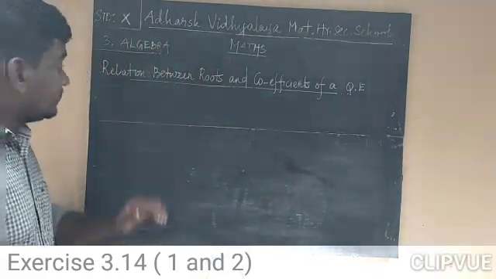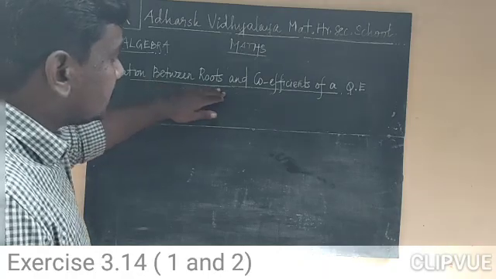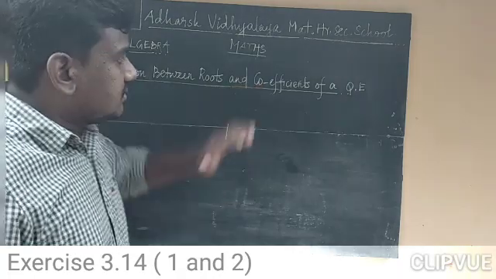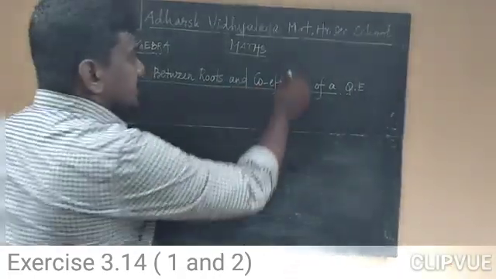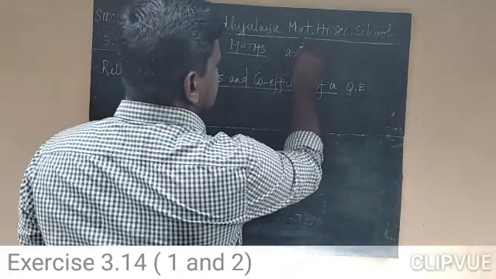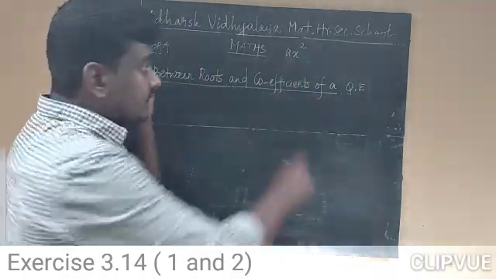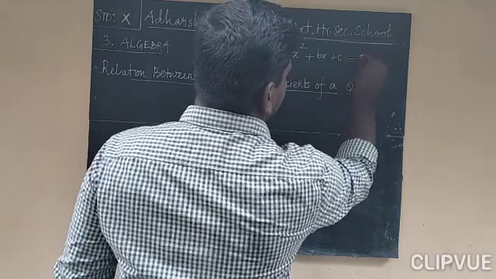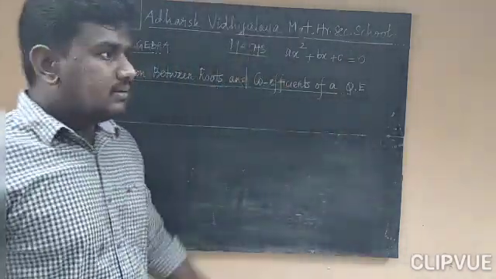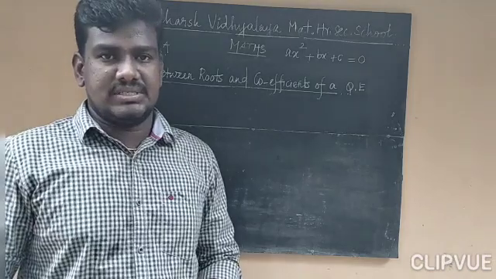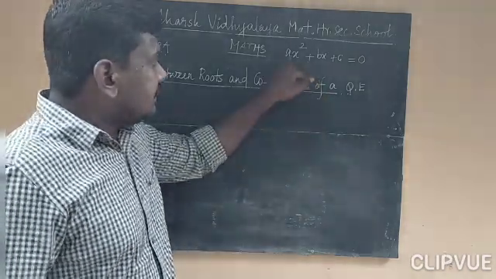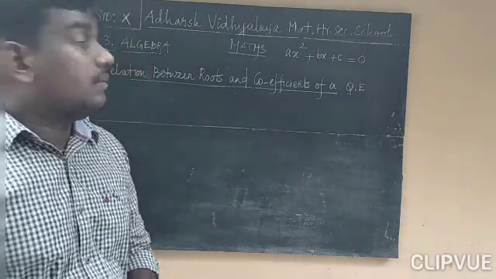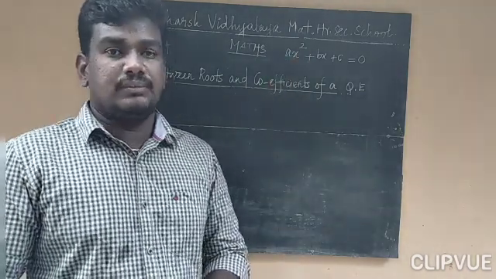The name of the topic is relation between roots and coefficients of the quadratic equation. So before moving to this topic, we just recall the general form of quadratic equation, that is ax square plus bx plus c, which is equal to 0. You know very well, this is the general form of quadratic equation. Here a, b and c are real numbers and x is the variable.